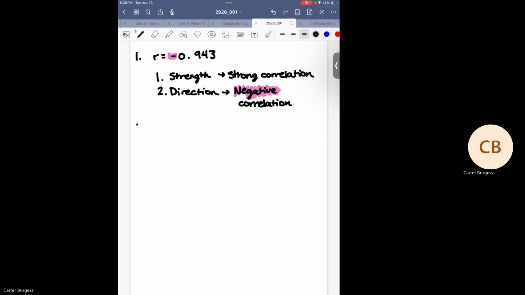All right. For our second problem, which actually is not number 2, but is instead number 3, we are being asked to figure out if what we are looking at is referring to causation or correlation.